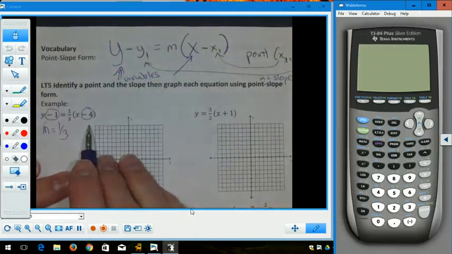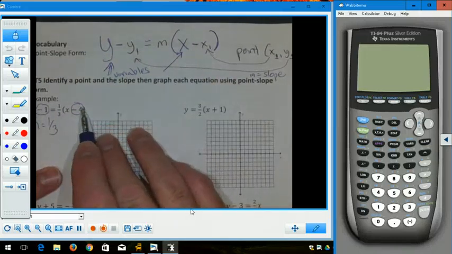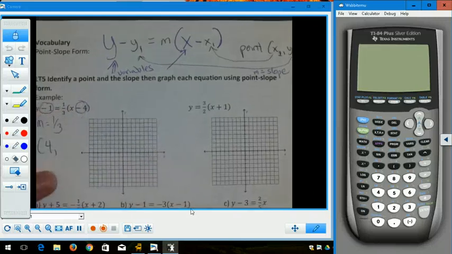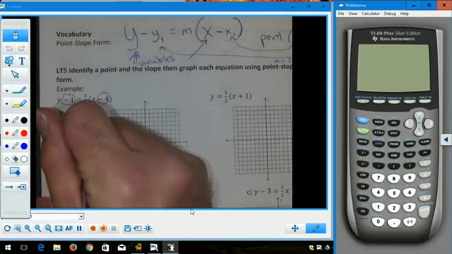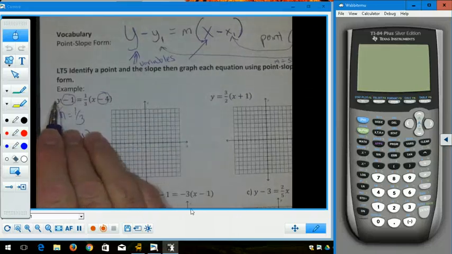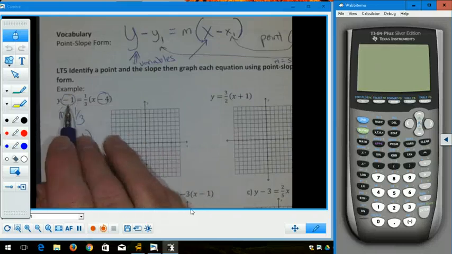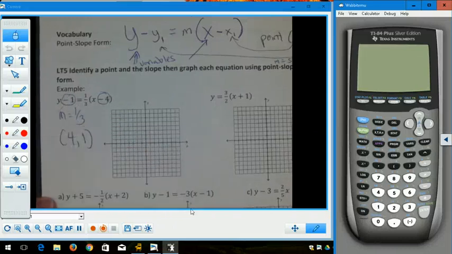So my x-coordinate of my point is next to the x in the parentheses. So the opposite of -4 is 4. And the opposite of the y-coordinate is 1. And that's when the y and the number are on the same side of the equation. If this were moved to the other side, then it would be the correct value. I could move it back to see it in point-slope form.